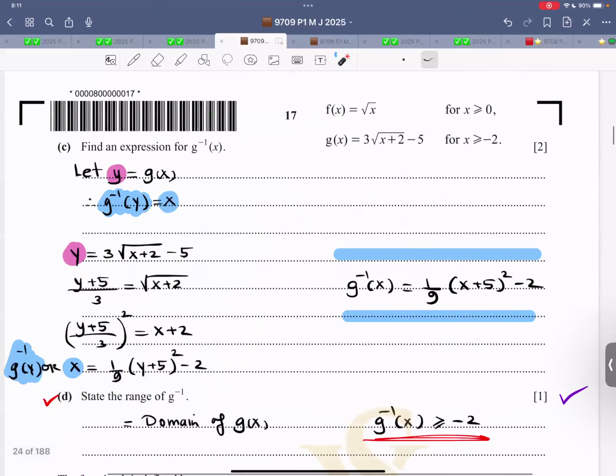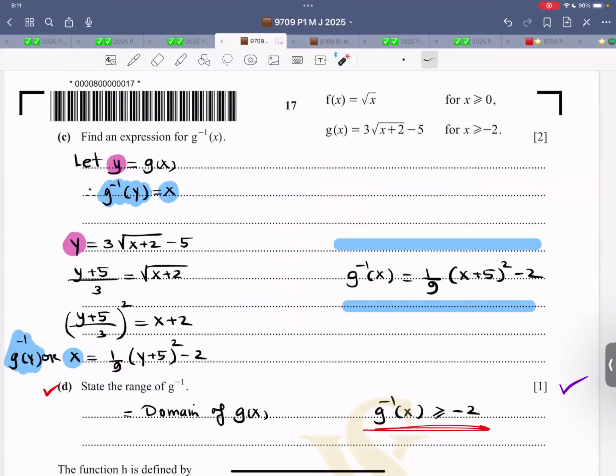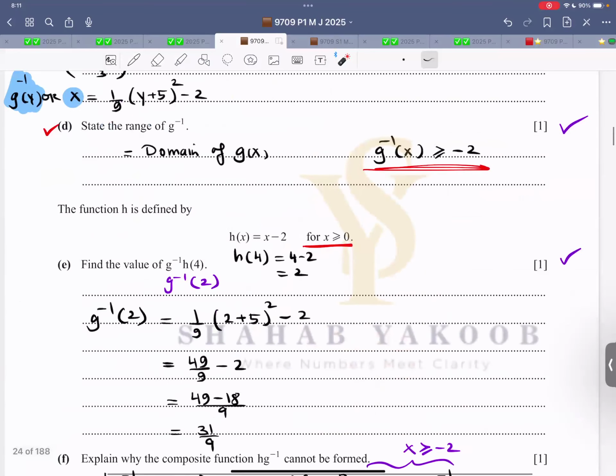Two things are done. The expression for G inverse x. Let y equals g(x), then G inverse y equals x. Instead of g(x), write y and square it. And then x is G inverse y. We have a habit of writing everything in terms of x, so just change the variable. That is pretty easy. State the range of G inverse. Domain of g(x) is the range of G inverse. Write it in the inequality form.